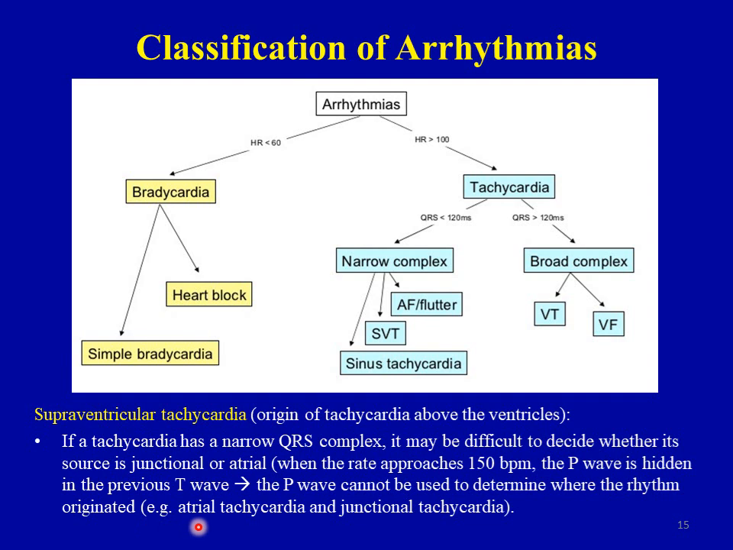So we don't know whether the arrhythmia is atrial or junctional. That's why we call it supraventricular. We use the term supraventricular tachycardia when the P wave cannot be seen on the ECG. And if we cannot see the P wave, we cannot know whether this tachycardia is of atrial or junctional origin. That's why we use the term supraventricular, which covers both the atrial tachycardia and junctional tachycardia.